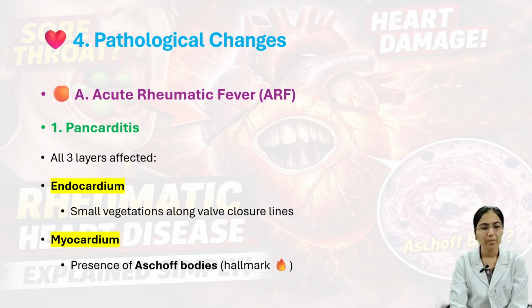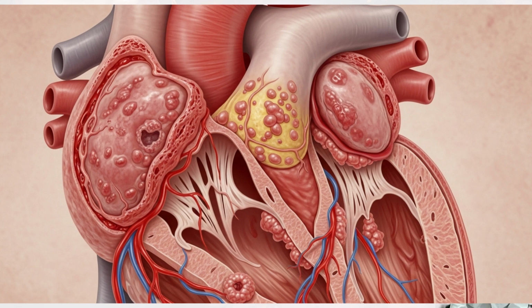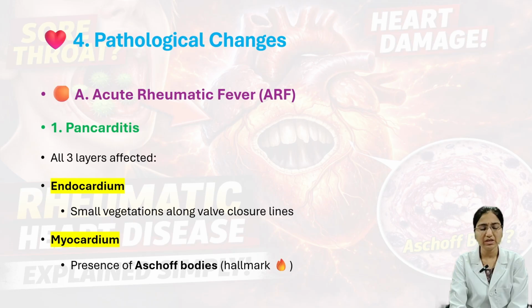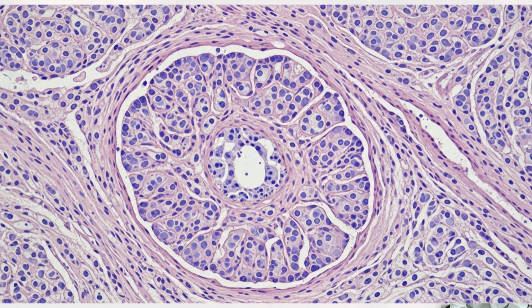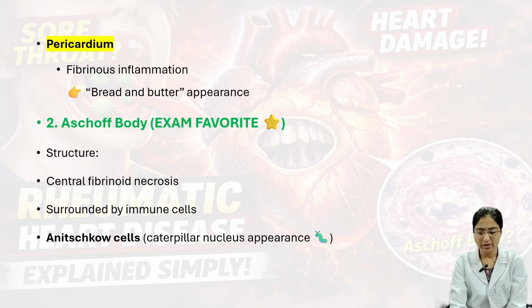What happens here? Here all three layers are affected. First, endocardium, that is small vegetations along valve closure lines. We can see small vegetations along the valve. And then comes the myocardium. Here presence of Aschoff bodies, that is microscopic nodules we can see here. And then next comes the pericardium. Here fibrinous inflammation. It has an appearance like bread and butter.